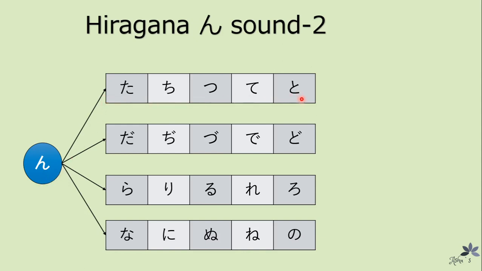Now the second way of pronouncing it is when this letter N comes before the Ta line alphabets, Da line alphabets, Ra line alphabets, and Na line alphabets, it must be pronounced as N, as in engine. Okay, I'll go once again. When the alphabet N comes before the Ta line alphabets, Da line alphabets, Ra line alphabets, and Na line alphabets, it is pronounced as N, as in engine.